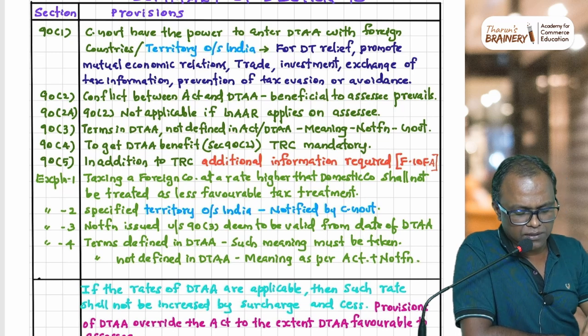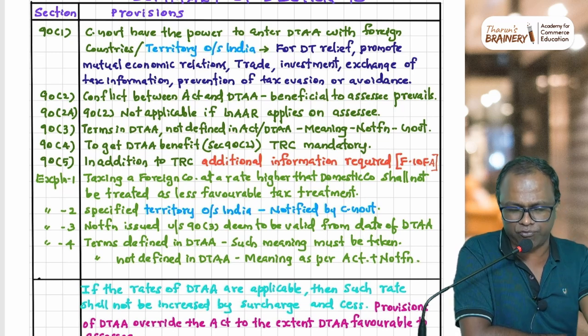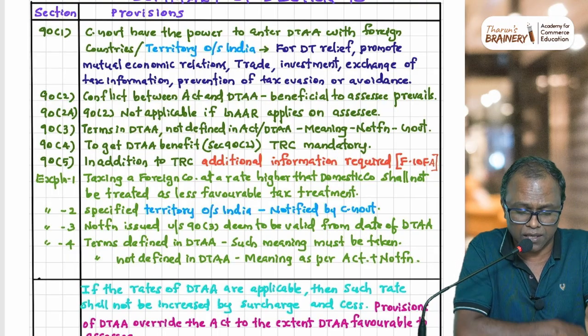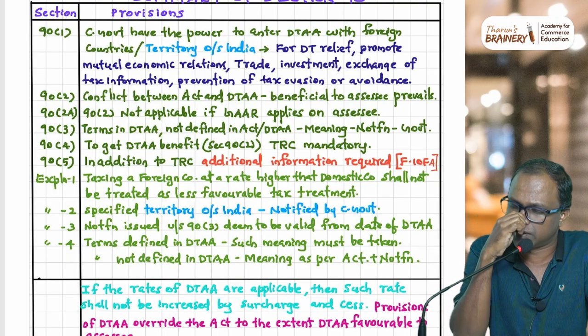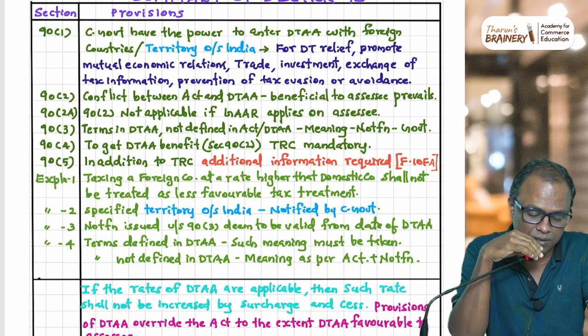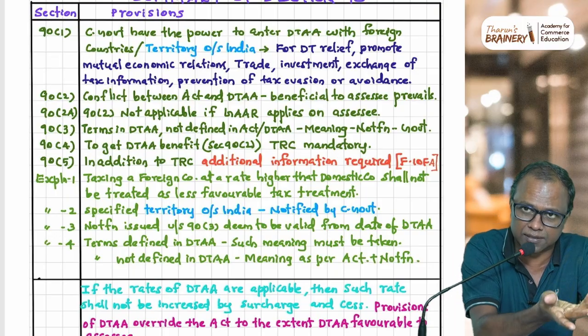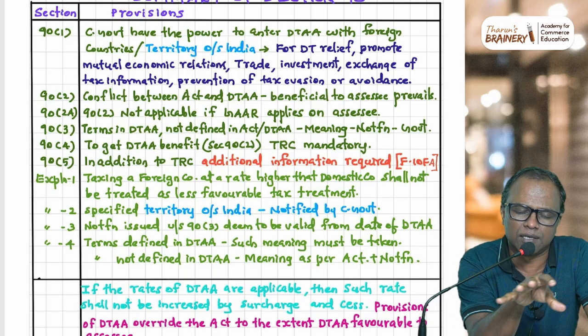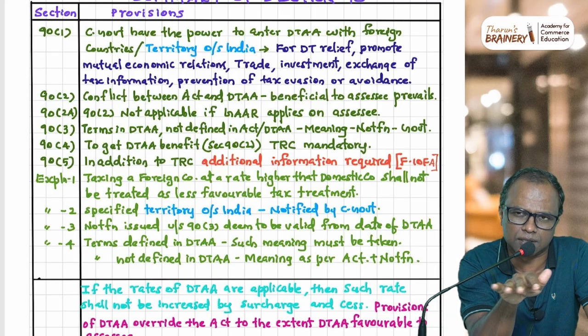And now some explanations given under section 90. First is that taxing a foreign company at a rate higher than a domestic company shall not be treated as less favorable tax treatment. So to understand this provision better, I will explain another thing. Every double taxation avoidance agreement contains a particular article known as the non-discrimination article.